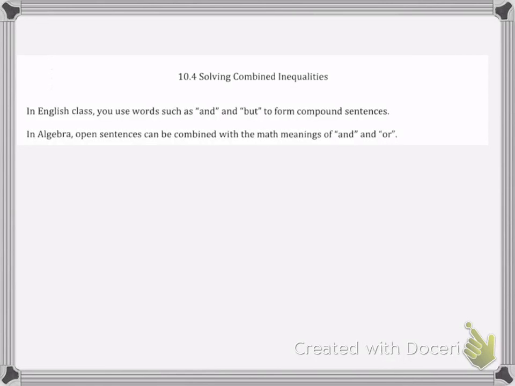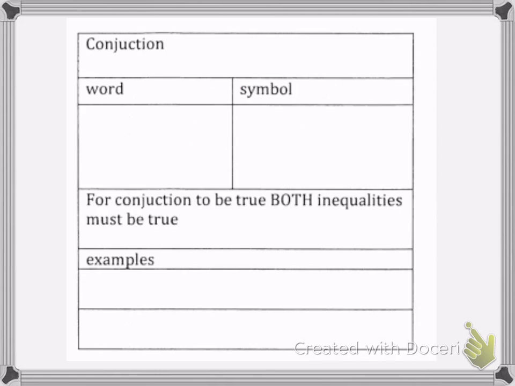We're going to start off by talking about how we are going to be referencing the words "and" and "but" to form compound sentences in English, but today we're going to talk about the words "and" and "or" meaning something in a mathematical context. So let's take a look.